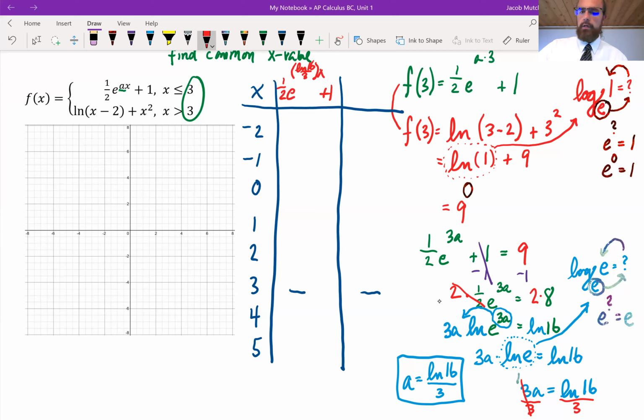And then for our second function, we don't have to change anything there. It is what it is. Natural log of x minus 2 plus x squared.